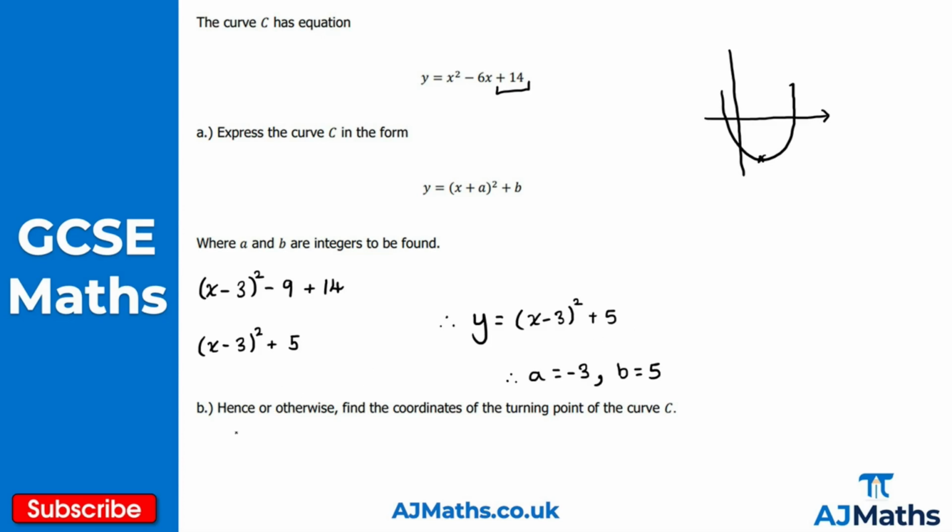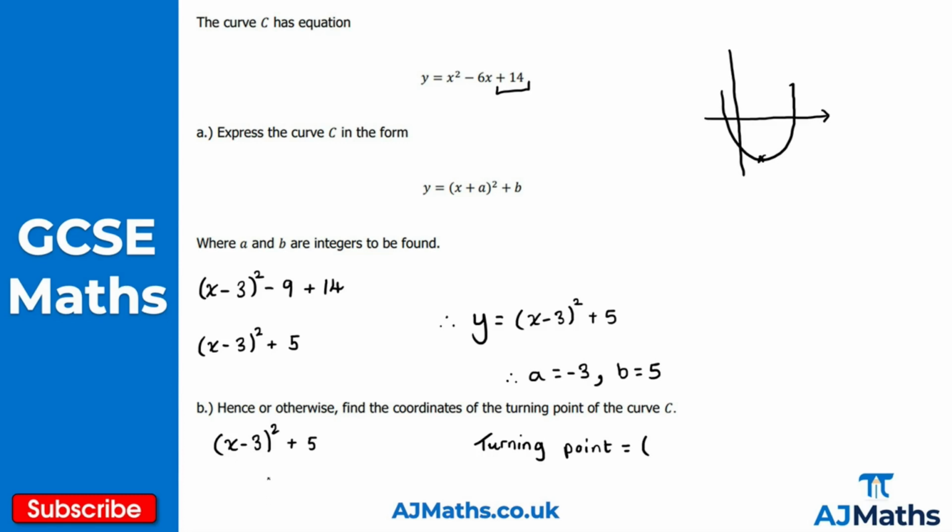So if we take this form here, x minus 3 all squared plus 5, then the coordinates of the turning point are given from the completed square form. So you don't need to do any other work here. All we need to do is read off the coordinates. So the x coordinate is given by this bracket here.